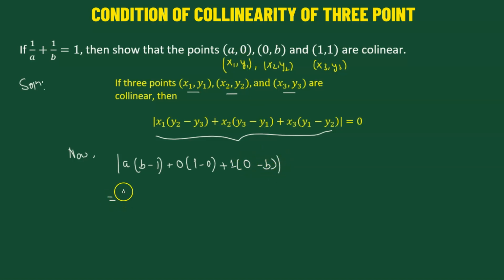This will be equal to the absolute value of a multiplied by b minus 1. So that's ab minus a. So this term goes to 0. Then we have 1 multiplied by 0 minus b. So that's simply negative b. Fine. Now we have 3 terms.